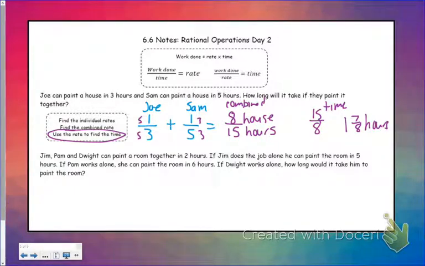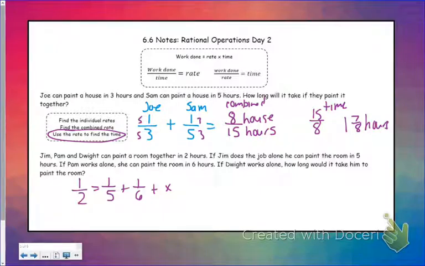All right, so let's look at another example here. We've got Jim, Pam, and Dwight that are painting a room together. It takes all 3 of them 2 hours, so their combined rate we already know. Jim can do one job in 5 hours. Pam can do one room in 6 hours. Dwight, we don't know, so we're just going to call it X.